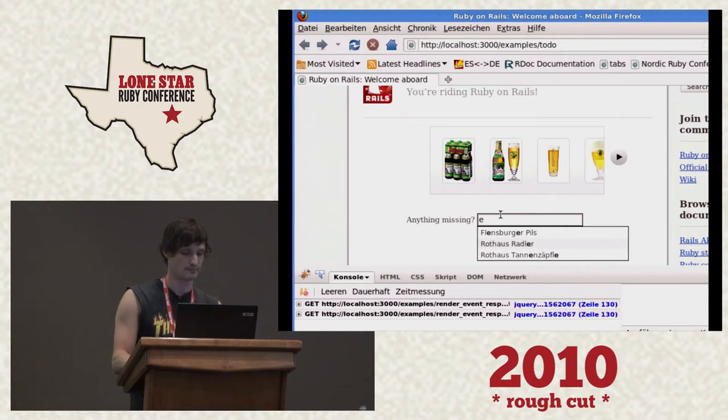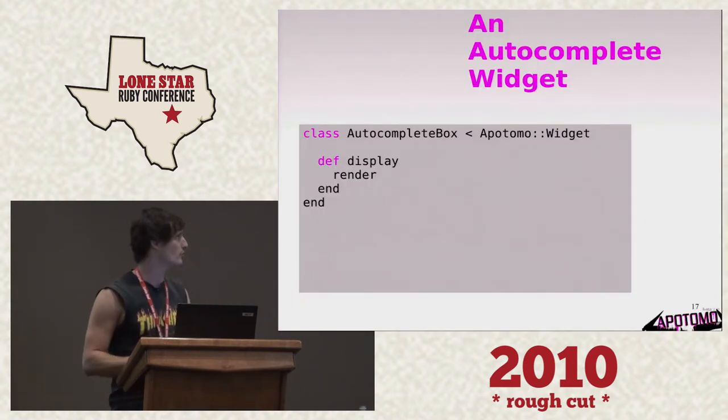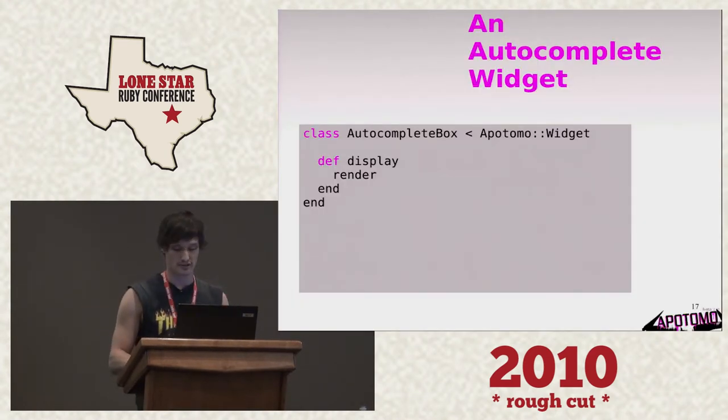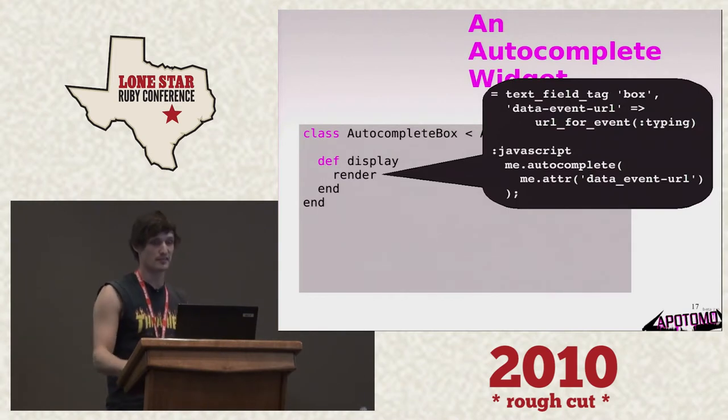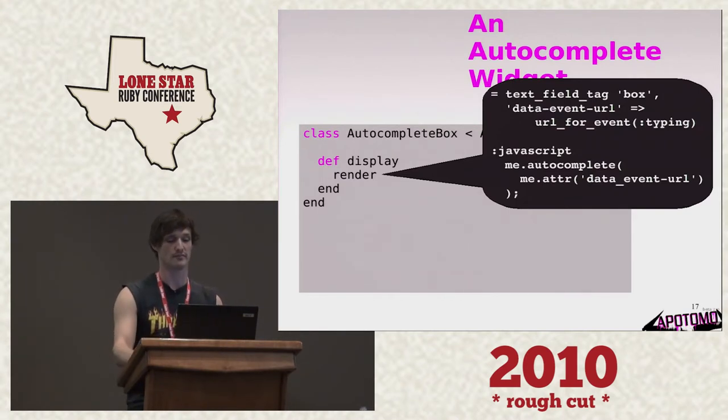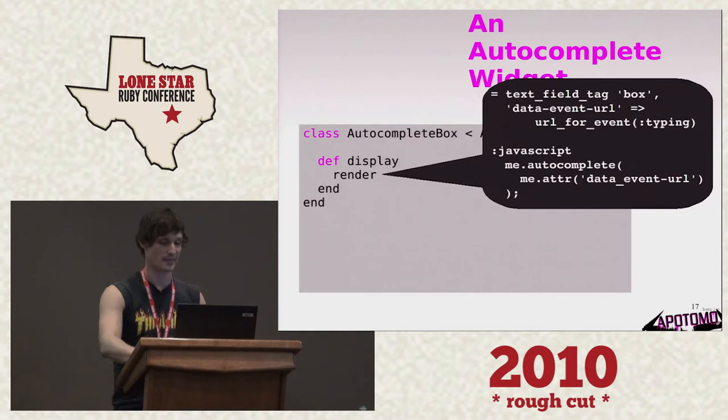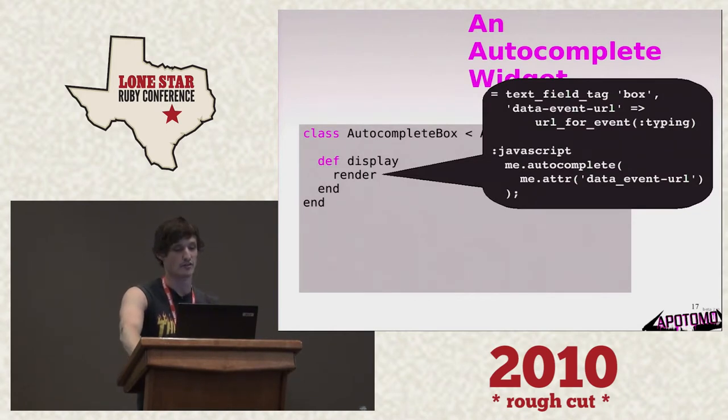So how did I do that? I just write an autocomplete box widget derived from an Apotomo widget. I have my standard display method, which will render the view for that autocomplete box. Again, just some text field, some input. I use url_for_event to generate a triggering URL. This time I call the event typing. You could also call it attention, we got some input. And then I use the jQuery autocomplete method just to turn that little input box into a real autocomplete box.